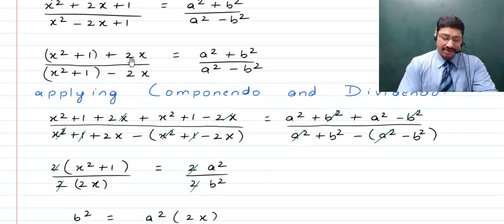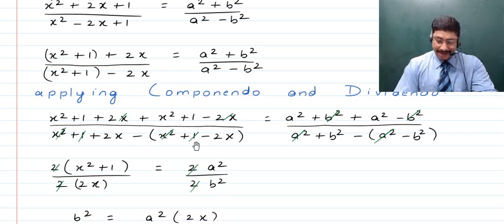Thus, we will have numerator plus denominator, right, upon numerator minus denominator. That's why this minus sign is outside, right? And on the right hand side also, numerator plus denominator divided by numerator minus denominator. And that's why this minus sign is again outside in front of the denominator.